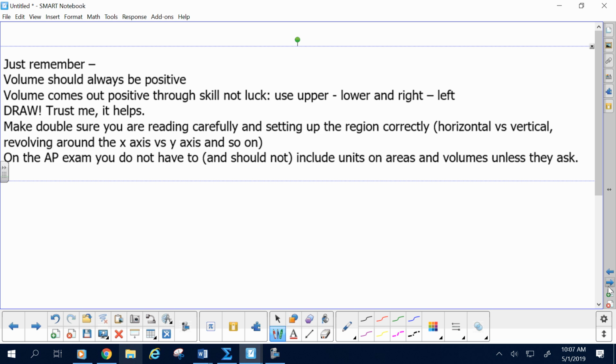Use upper minus lower, and we talked about that. Please, I beg you, draw. It helps. They don't grade you for your picture. It doesn't have to be beautiful, but it helps. Make double sure you're reading carefully for horizontal versus vertical.